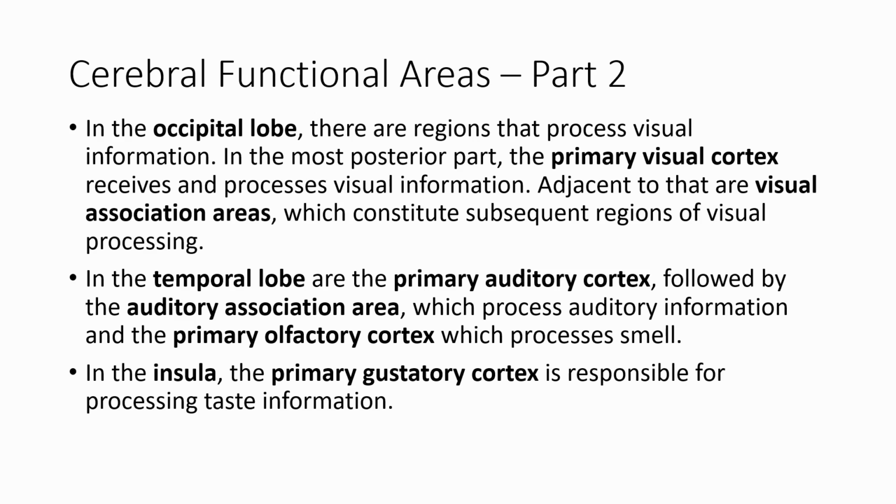In the occipital lobe, again, visual information. We have the primary visual cortex that receives and processes that information. And then we do have visual association areas that are going to help with that visual processing.